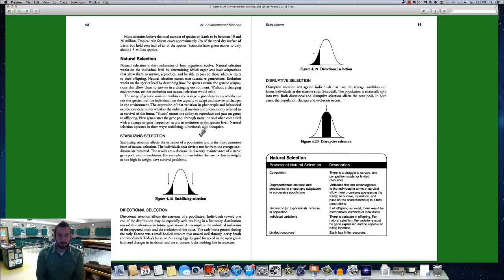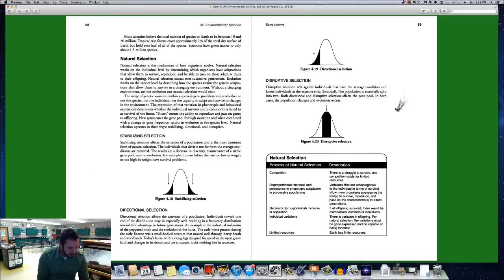And so that's an example of where one end of the species benefits, the other end is really going down, which is shown here. Disruptive selection is our last one, and this selection acts against individuals that have average conditions. The population is essentially split into two. Both directional and disruptive selection affect the gene pool. In both cases, populations change and evolution occurs.